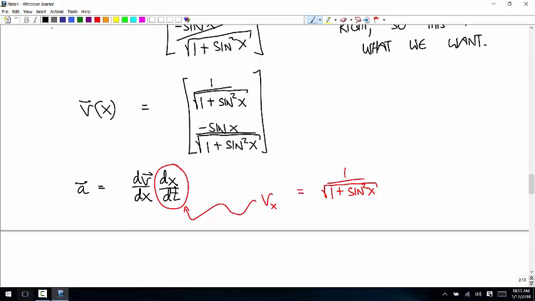Yes? You would differentiate this vector with respect to x. Multiply, yep. Times this expression. That's right.